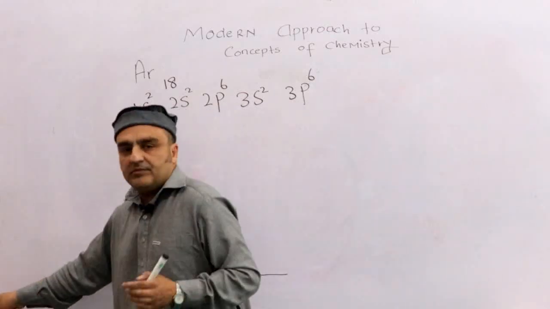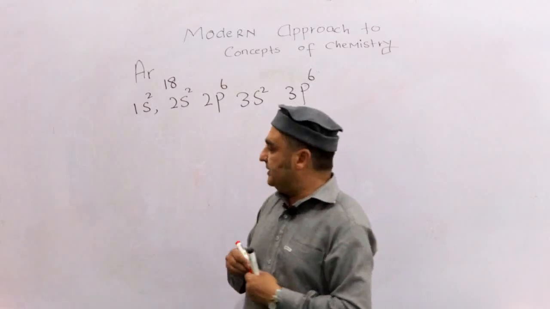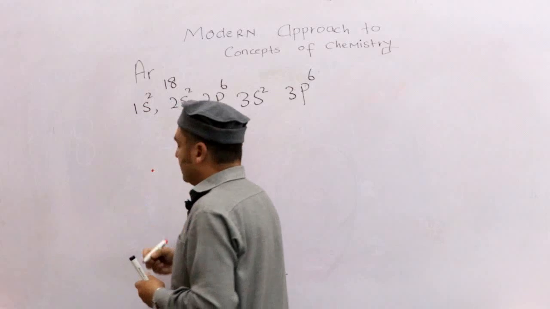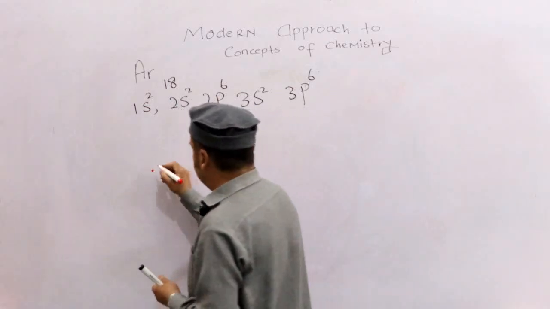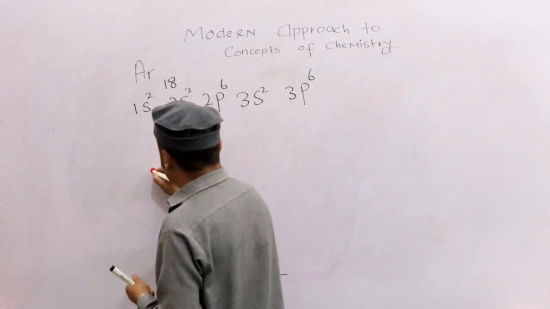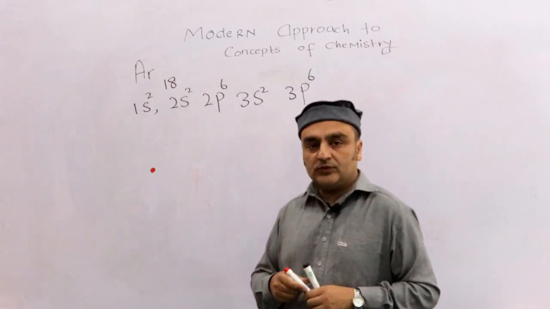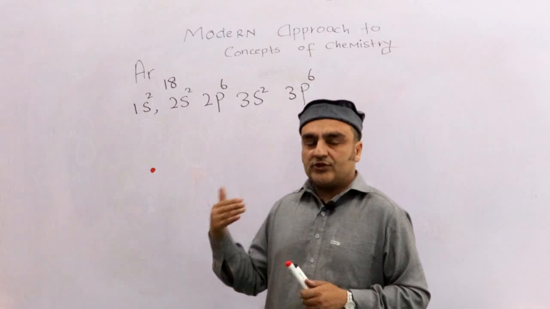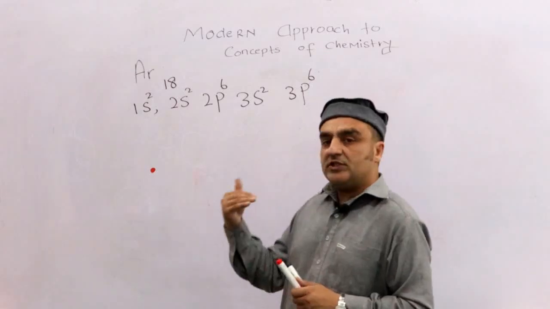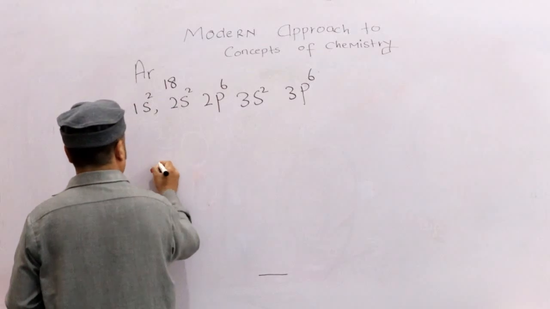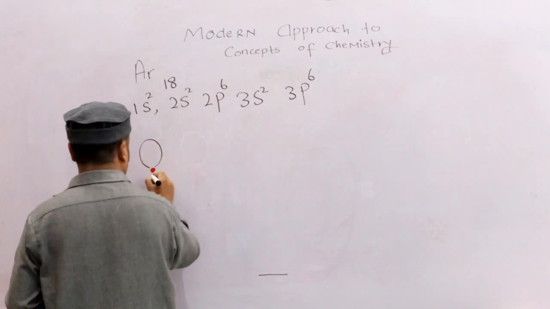Right now let me draw the nucleus very tiny with a red spot. What is this red spot? This is the nucleus. It has 18 protons present in it. What we are now going to draw is a 2p orbital. Which 2p? The 2pz orbital. This is the 2pz orbital.